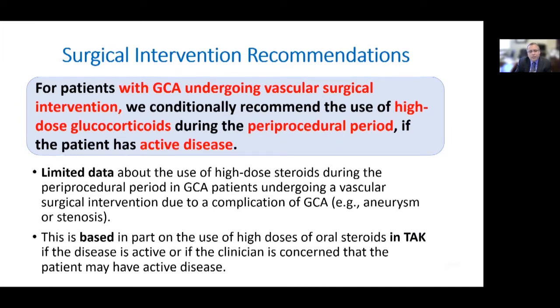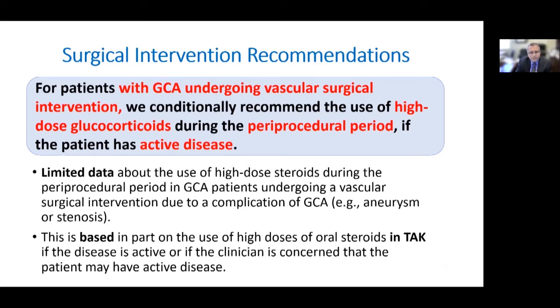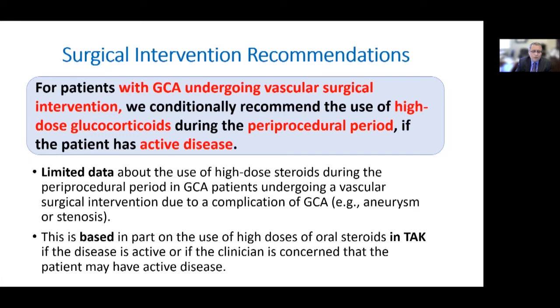So with those patients with GCA who are undergoing vascular surgical intervention for complications of the GCA, the recommendation is to use high-dose steroids, glucocorticoids, perioperatively to suppress that inflammation if the patient has active disease. You can decide on disease activity based on many things: exam, history, laboratory findings, and such. The data is limited, but that is basically the recommendation, and partly it comes from the experience with patients with Takayasu arteritis in similar situations which require surgical intervention.